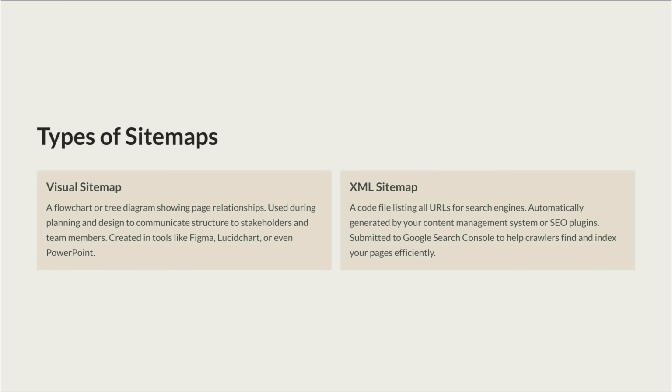XML sitemaps, on the other hand, are code files listing URLs for search engines, generated by content management systems or search engine optimization plugins, and submitted to Google Search Console for efficient indexing.